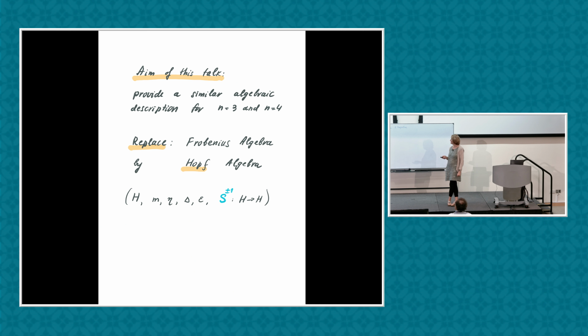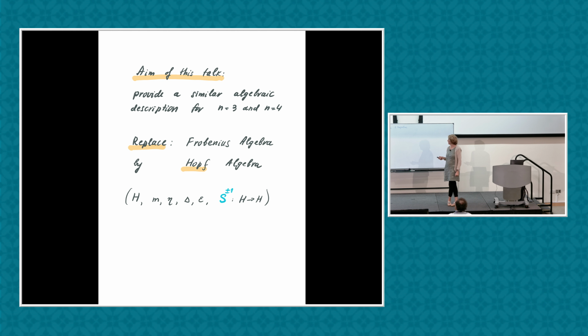What I would like to do in this talk is tell you that you can describe some cobordism categories in dimensions 3 and 4 in a way very similar to this description of two-dimensional manifolds via Frobenius algebras. The idea here would be to replace Frobenius by Hopf.